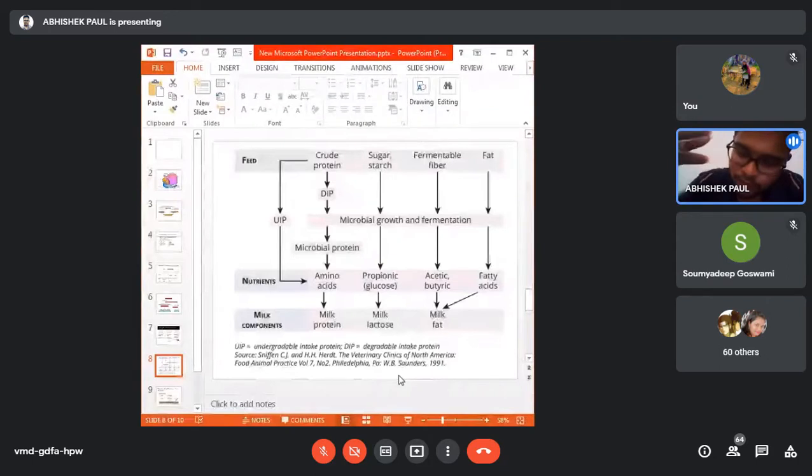And at the same time, if you are offering concentrate, it will help in more propionic acid production. As a result, more lactose. And as I already said, water follows the lactose, so the total milk production will also increase. Suppose today 2 liters, then next day it will definitely increase to 2.5 or 3 liters. So balancing of the diet in terms of roughage and concentrate is very important to get more milk with more fat.